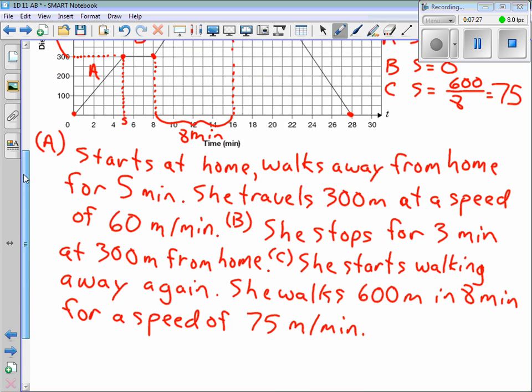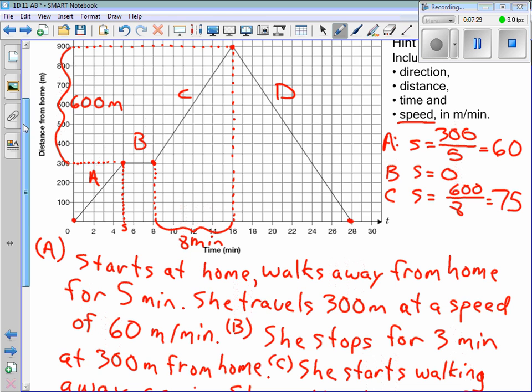Now, what happens in the last section? What is she doing in this last section, Abby? Yeah, she starts heading home. How far does she go in section D? She's at 900 meters, and she ends up all the way back at home, so that's 900 meters that she travels. How long does it take her? It starts at 16 and ends at 28, so 28 minus 16 has got to be 12 minutes.